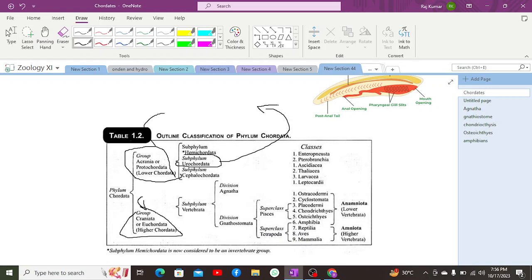During the larval stage, the organism is motile. These organisms are exclusively marine. Examples include Ascidia as well as Herdmania. Apart from that, they have some other characteristics, which we are going to cover right now. Subphylum Urochordata.